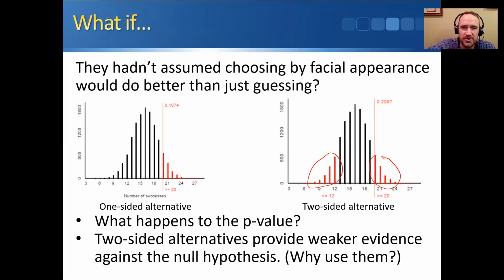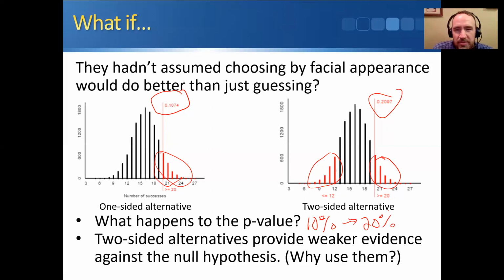What does this do to our p-value? For a one-sided alternative, the p-value, and the one I'm looking at here, was about 0.1074. When we simply include the other tail, it's the same size. This is saying 10% of my results are up here. When I include both of them now, it's about 20% of the results. So what happened to our p-value? Went from 10% to 20%. It doubled.